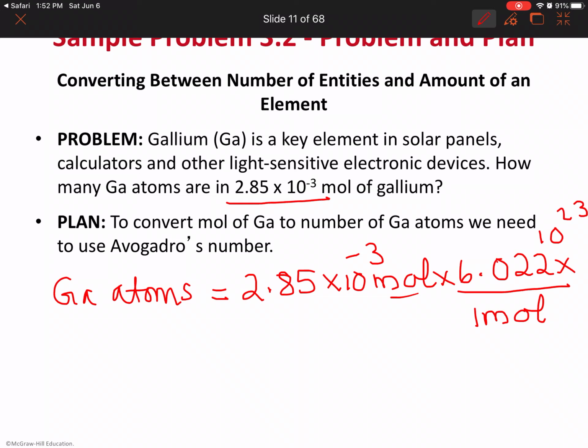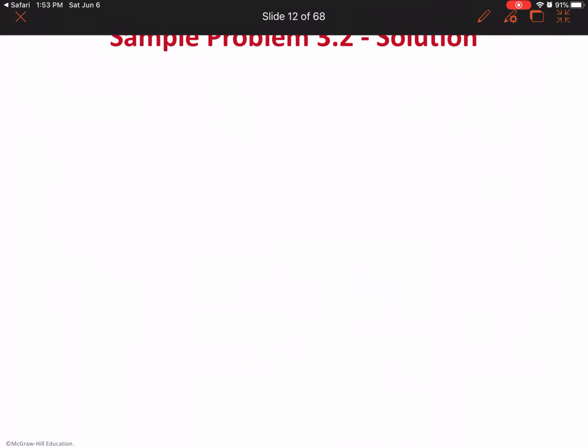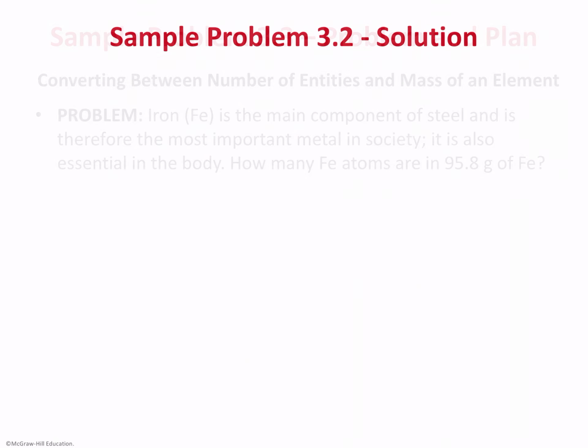Then you do this multiplication, and make sure you have a scientific calculator to do the calculations for the exponents. This will give you 1.72 times 10 to the 21 gallium atoms. Okay, that's how you do that calculation. You first write down what's given to you, and then you use the proper conversion, going from moles to atoms. And this space is for that problem.